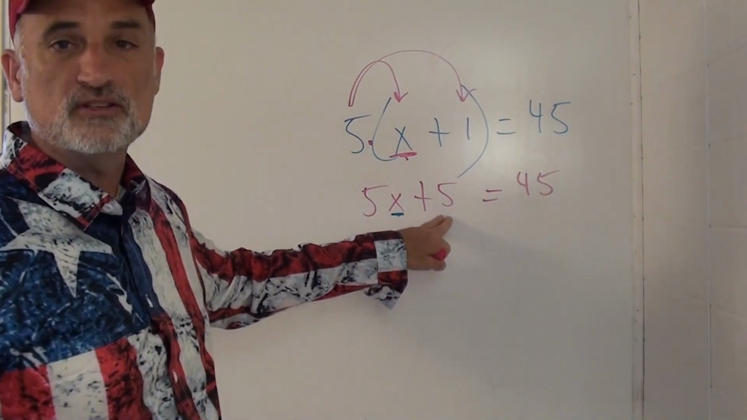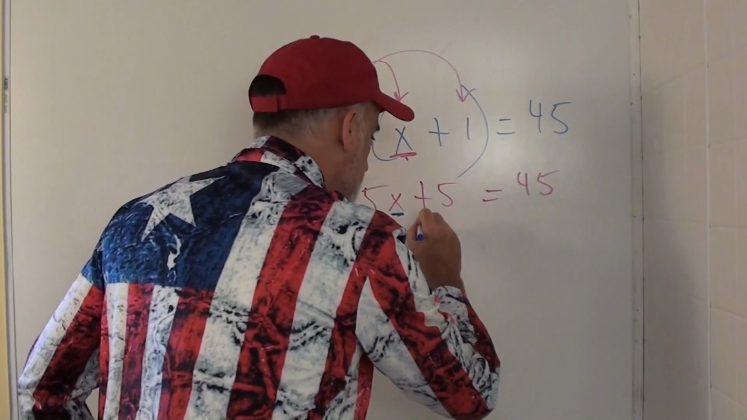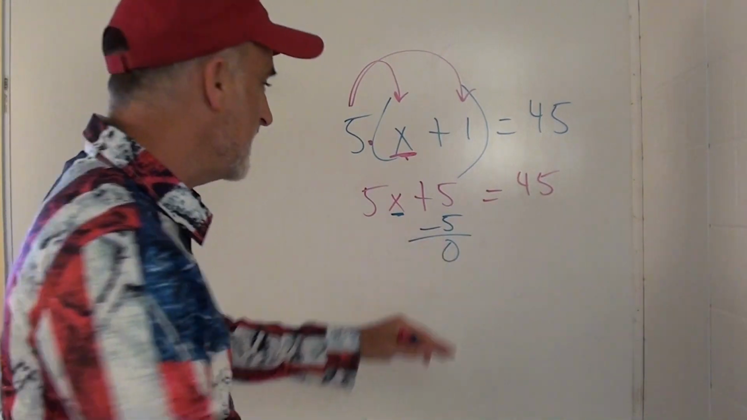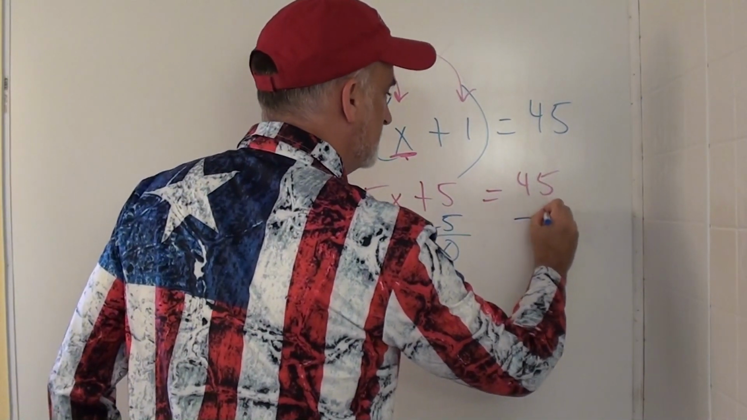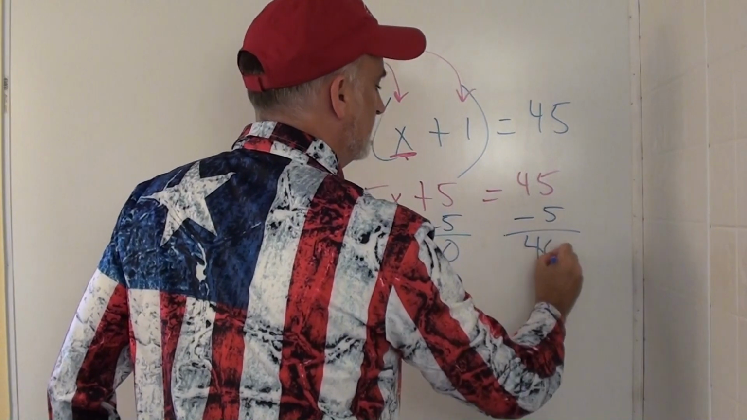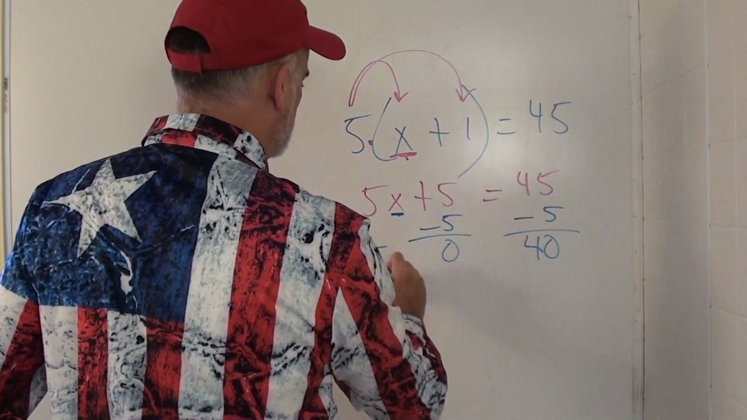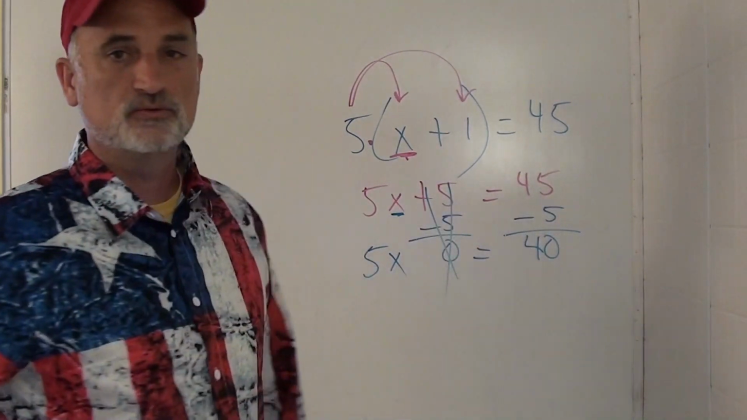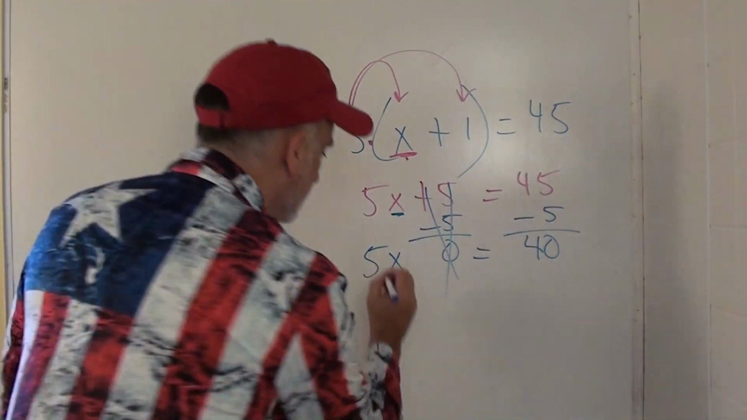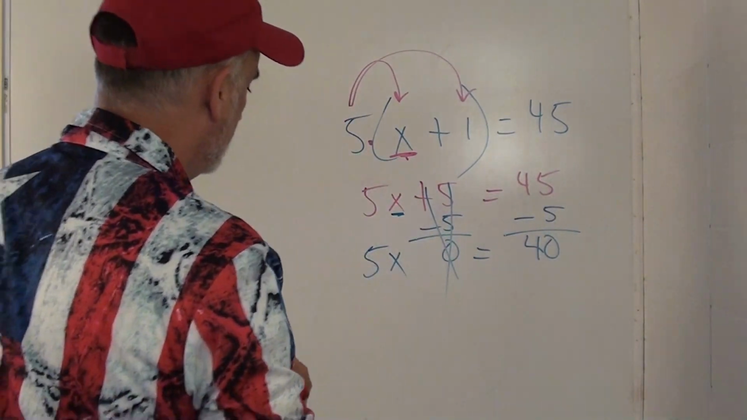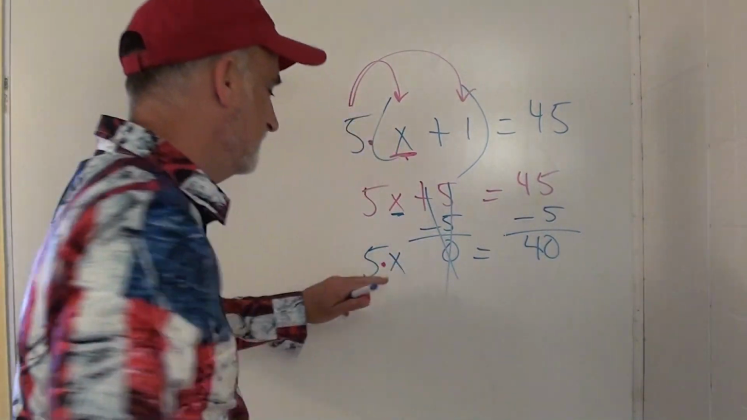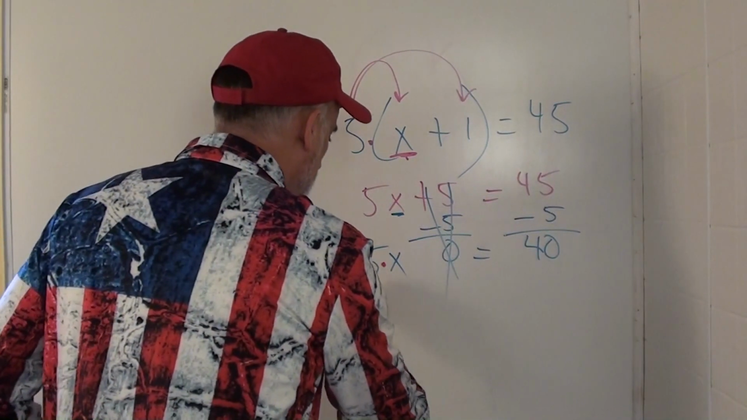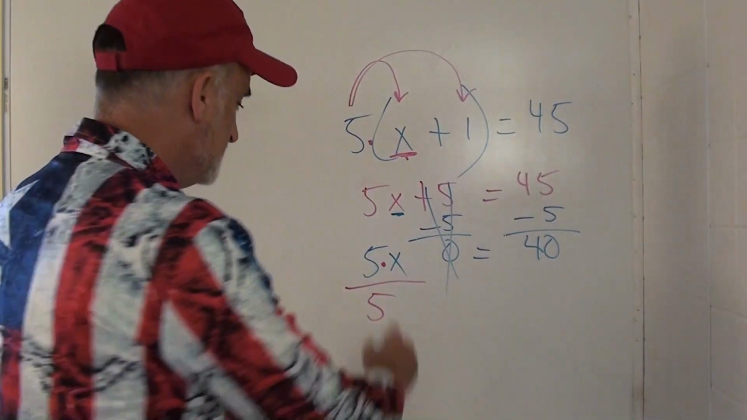Let's get rid of this plus 5 by subtracting 5. And now it's gone. But remember, anything we do to the left side, we got to do to the right side. So let's subtract 5 here and get 40. So we still got this 5x. We don't have to worry about that anymore. 5x equals 40. How are we going to get rid of this 5? This 5 is really 5 times x. We just don't put the multiplication sign in there, okay? To get rid of multiplication, we have to divide. And that gets rid of it.